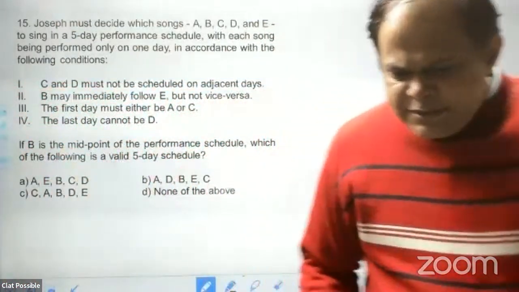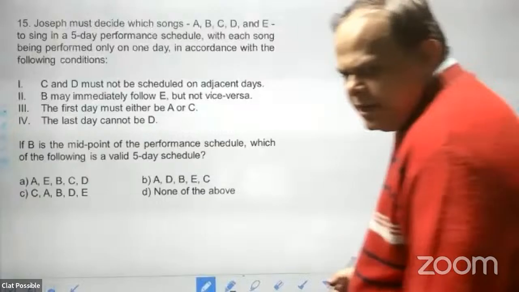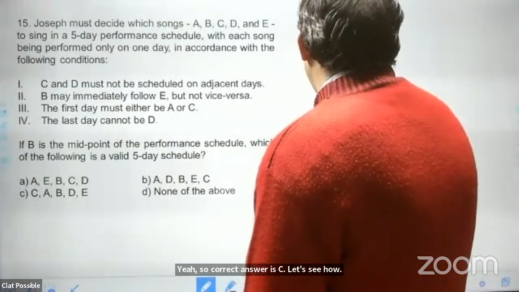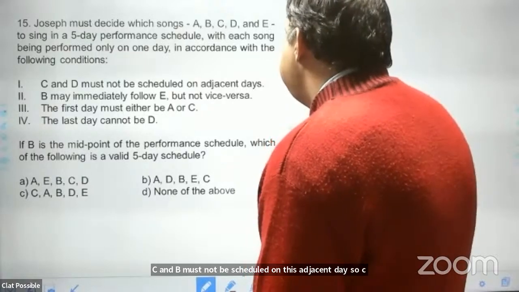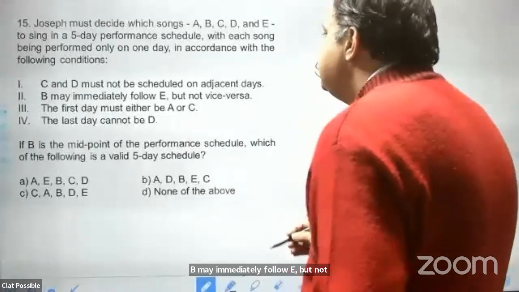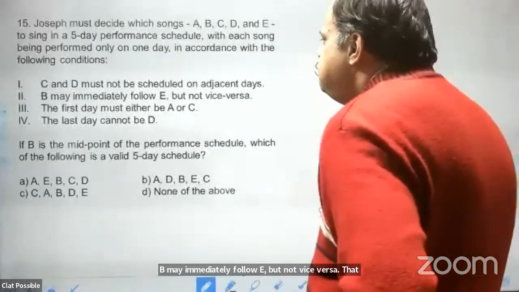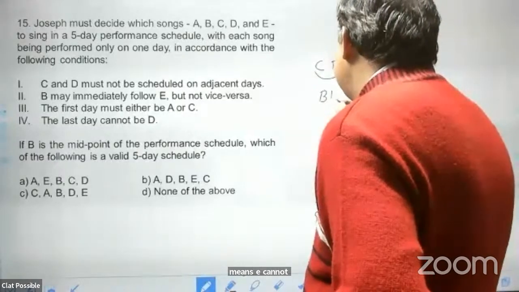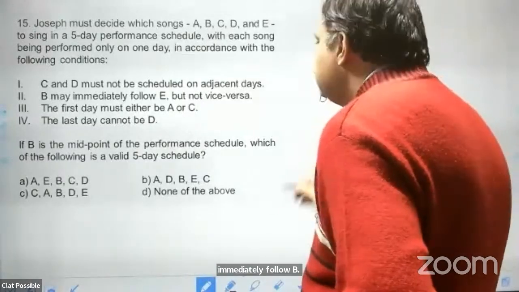Yeah, so the correct answer is C. Let's see how. C and D must not be scheduled on adjacent days, so C and D should not come together. B may immediately follow E, but not vice versa. That means E cannot immediately follow B. So BE directly is not possible.